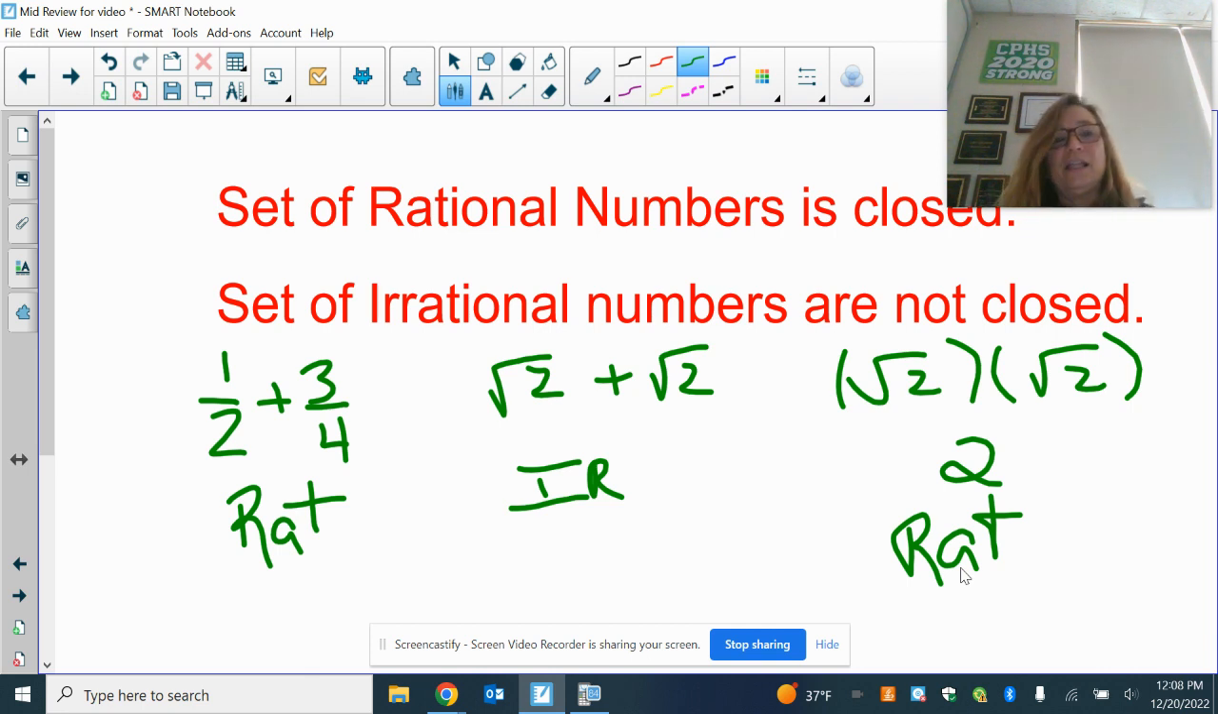So you basically have to pick up the calculator, do it, look at the answer. Okay, if the answer is a fraction, if the answer is a whole number, if the answer is an integer, if the answer is a terminating decimal or a repeating decimal, it's rational. So you got to pick up your calculator and do it.